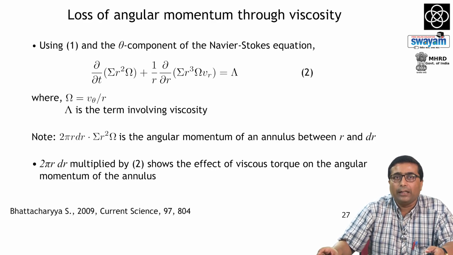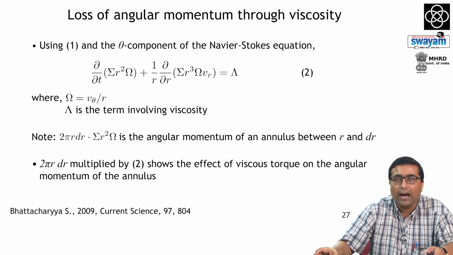Using this and the theta component of the Navier-Stokes equations, which gives the angular momentum conservation, we get del t of sigma r square omega plus 1 by r del r of sigma r cube omega Vr equal to lambda, where omega equal to v theta by r, that is the angular speed, and lambda is the term involving viscosity.